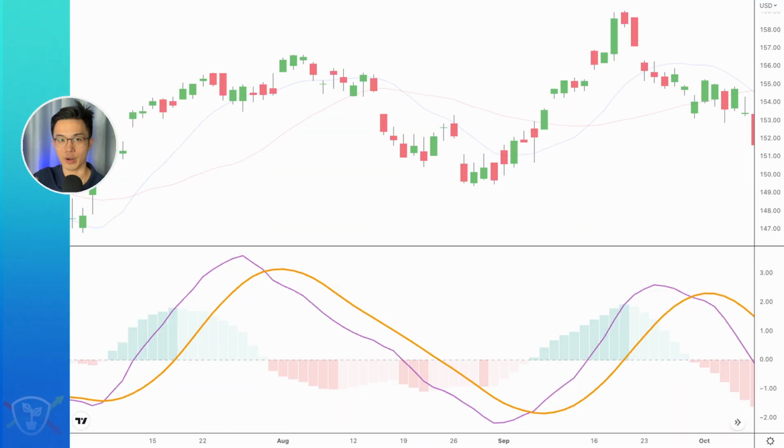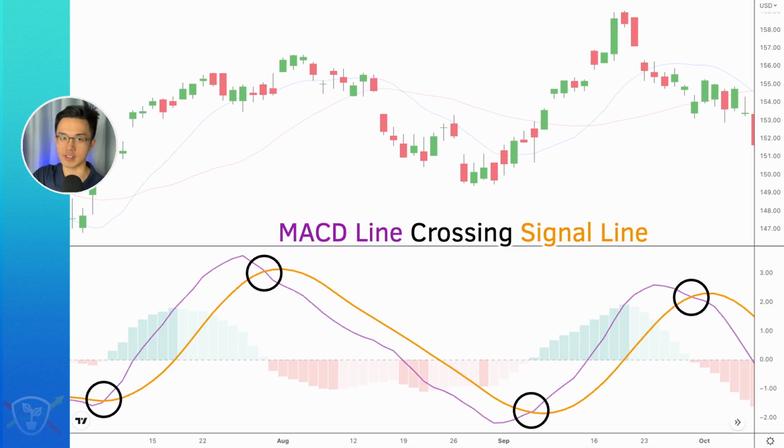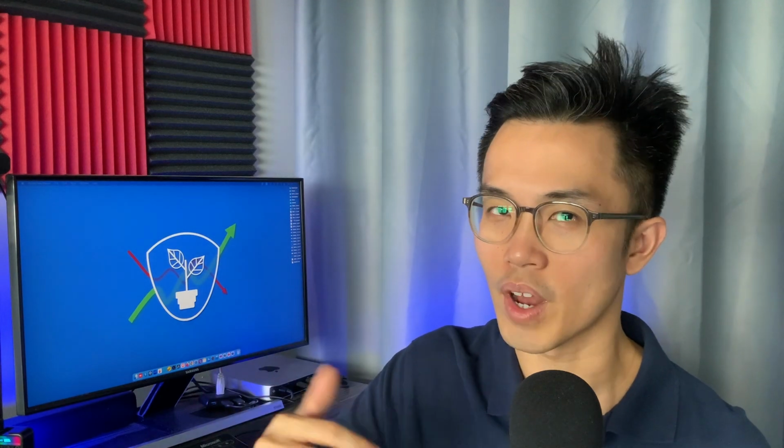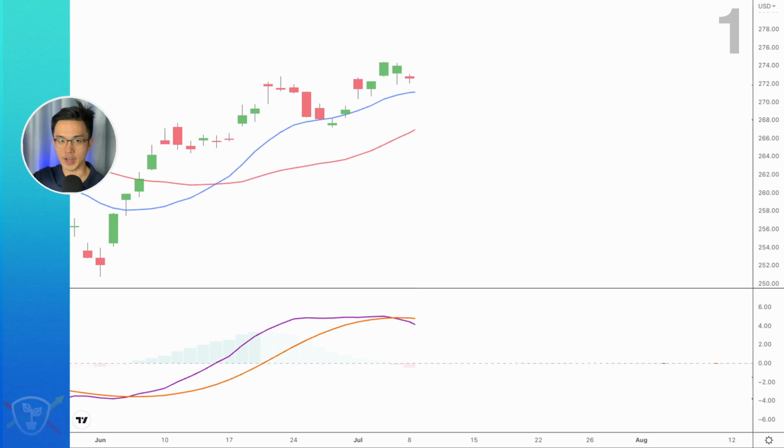Now, the second category of signals are generated when the MACD line and the signal line cross each other. Now, there are 4 different types of scenarios that can happen here. So let's unpack them one at a time so we can understand what is actually happening when the MACD line crosses the signal line. The first crossover is when the MACD line crosses below the signal line when the MACD line is above zero. Now, this is conventionally known as a very strong bearish signal. It means that if you see this signal happening, you're supposed to sell.